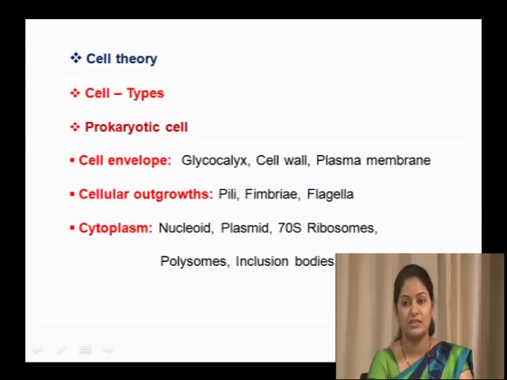Lastly, the cytoplasm. Cytoplasm mainly contains the nucleoid, that is the genetic material, and plasmid. Plasmid may or may not be seen in a bacterial cell. It also contains 70S ribosomes, polysomes, and inclusion bodies. All other membrane-bound organelles are absent in a prokaryotic cell.